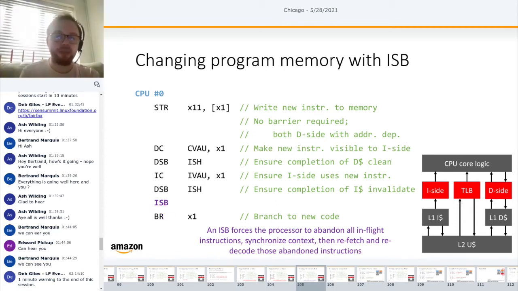This ISB, or instruction synchronization barrier, causes the processor to abandon all of its in-flight instructions and synchronize the context. So any pending changes to the processor state are now visible. And then it refetches and redecodes those instructions that it just abandoned. So just in case we had speculated past the DSB and began fetching and decoding those instructions, remember, it wouldn't be allowed to architecturally retire them. That was the trick. The DSB prevents them from being architecturally retired, so it can't commit them, but we could have still fetched and decoded that old opcode, and that's the kicker. That's why I need that ISB and why the DSB isn't enough.